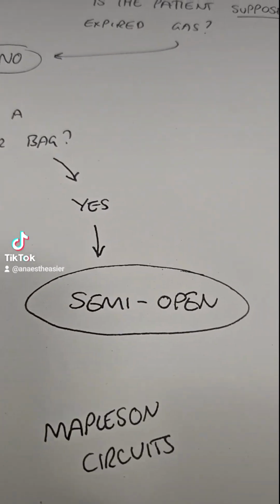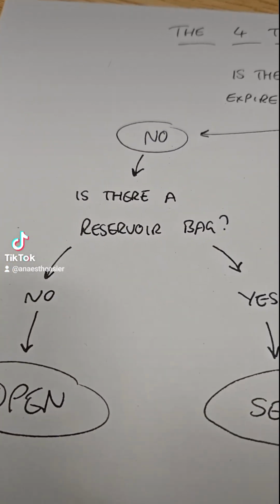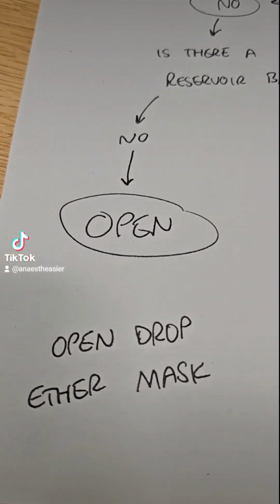Now, working out whether it's a semi-open or an open, the next question is: is there a reservoir bag? If there is, it's semi-open, and if there is not a reservoir bag, it's an open system, and that's it. So we don't really see many open systems in anesthesia anymore.